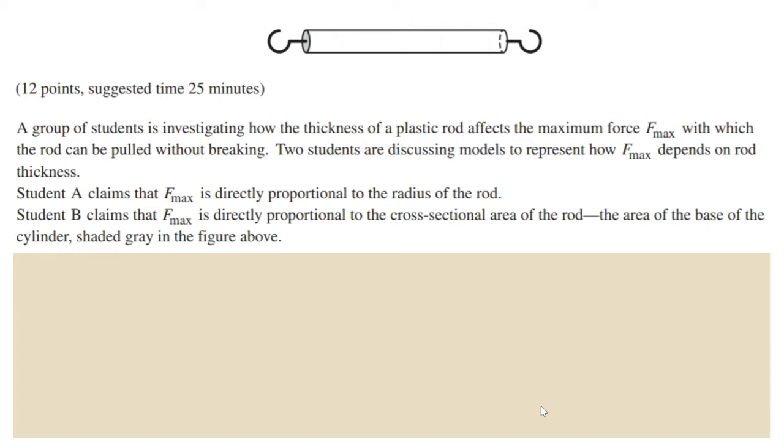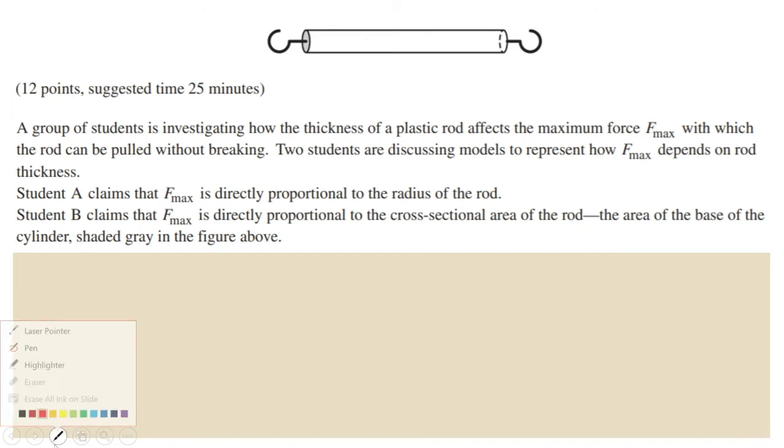So this question here says, a group of students is investigating how the thickness of a plastic rod affects the maximum force, F max, with which the rod can be pulled without breaking. Two students are discussing models to represent how F max depends on the rod thickness. Student A claims that F max is directly proportional to the radius of the rod. Student B claims that F max is directly proportional to the cross-sectional area of the rod, the area of the base of the cylinder, shaded gray in the figure above, and that would be right here.